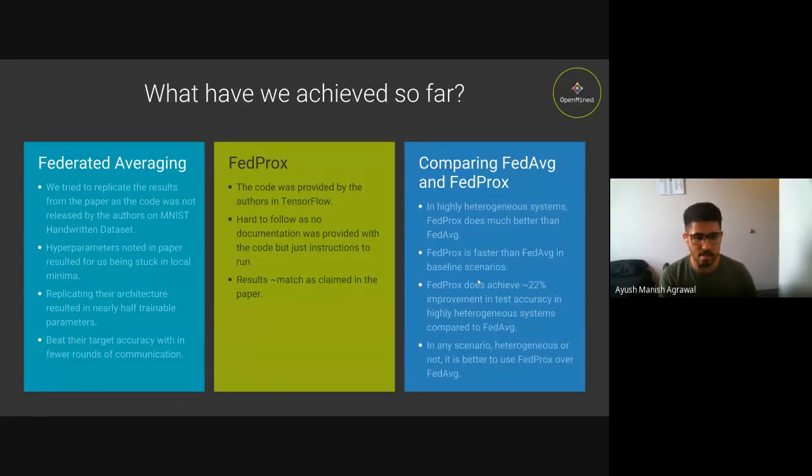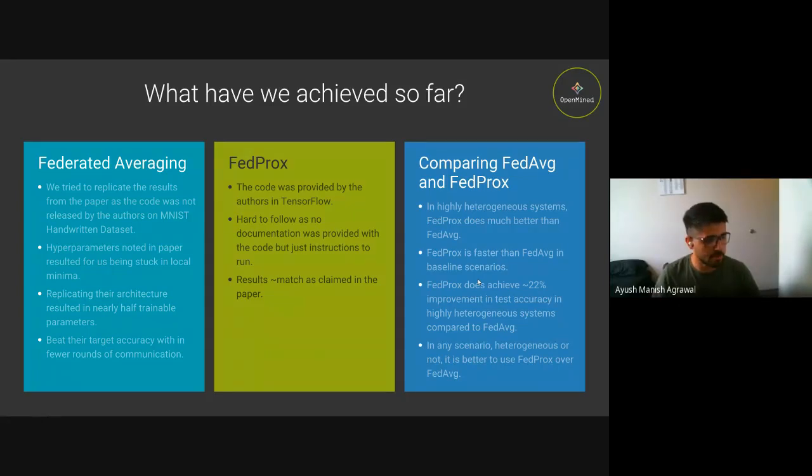And we had some really interesting results while we were trying to replicate the architecture that they mentioned. I'll talk more about this ahead. And surprisingly, we were able to beat their target accuracy in fewer rounds with the hyperparameters that we chose to work with, which is pretty interesting to see. And we found that federated averaging is more powerful than they actually have mentioned in the paper from our initial set of experiments.